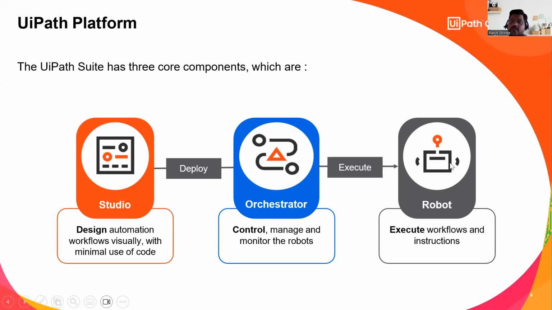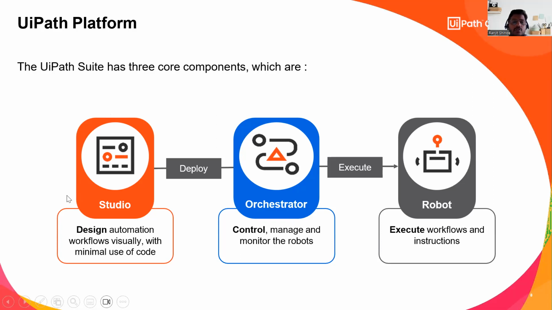Why is the robot required? Because the robot is used for execution of the process. Robot is connected to the orchestrator and it will execute the process on that machine. So the robot is used for execution. So there are three components of UiPath: first one is the studio, second one is the orchestrator, and third one is the robot.